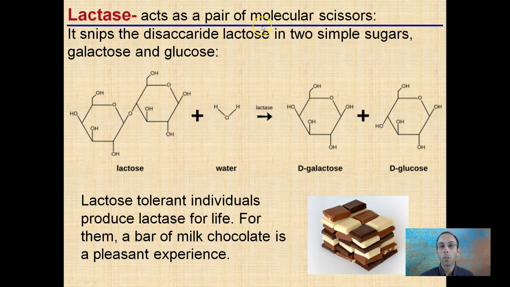Lactose is a pair of molecules that we need to break apart here. So the enzyme lactase will snip the disaccharide, meaning two sugars, we see two sugars located right here, of lactose into two simple sugars or monosaccharides here, galactose and glucose. So we see them being broken apart here with the lactase enzyme, and we see water here. So lactose tolerant individuals produce lactase for life. For them, consuming milk is perfectly fine, and people enjoy milk chocolate here. It's a perfectly fine experience.